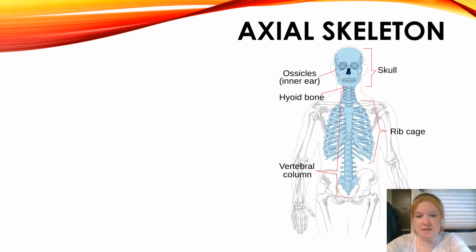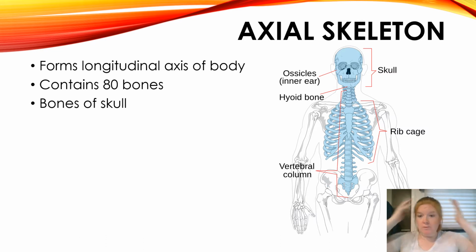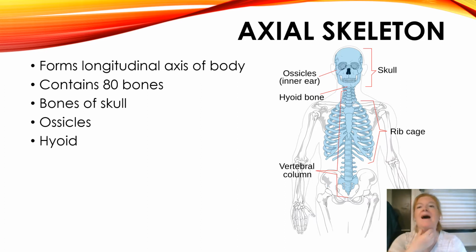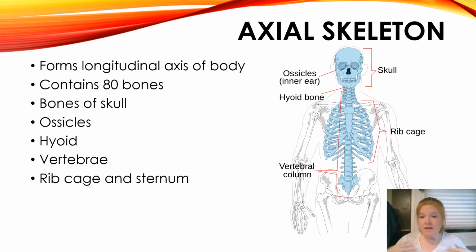Okay, the axial skeleton. What exactly does that mean? It forms the longitudinal axis of the human body. So it contains 80 bones. Don't have to worry about that number necessarily, just you need to know the parts. So the bones of the skull, the bones of the cranium, plus the bones of your face. The ossicles, those are in your inner ear. The hyoid bone, remember this one, plus all of your vertebrae, the rib cage, and the sternum, right? Your heart protector, right there, your sternum.